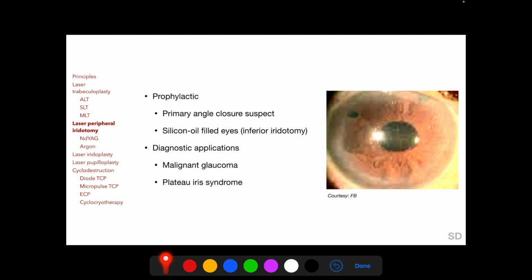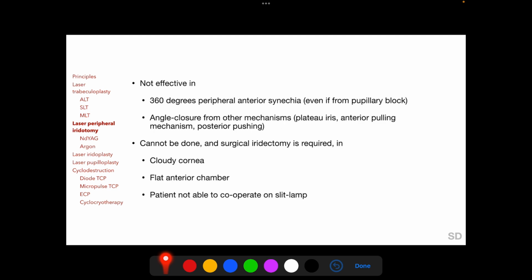Diagnostic applications of LPI include malignant glaucoma and plateau iris syndrome because unlike as in pupillary block glaucoma, in these entities, LPI is not able to widen a narrow anterior chamber angle. LPI is not effective when peripheral anterior synechia is present 360 degrees all around even if there is pupillary block, and this is very important to remember. And as we have just discussed, LPI is not effective in angle closure from mechanisms other than pupillary block such as in plateau iris, anterior pulling and posterior pushing angle closure glaucomas.